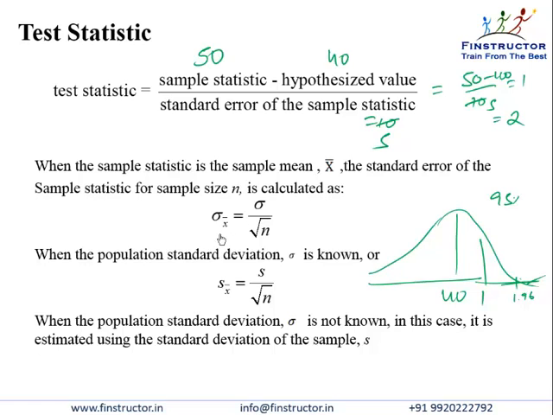Standard error is calculated as sigma by root n, as we just saw in the review on sampling. And if the population standard deviation is not given, then we will use the sample standard deviation as a proxy, that is S upon root n.